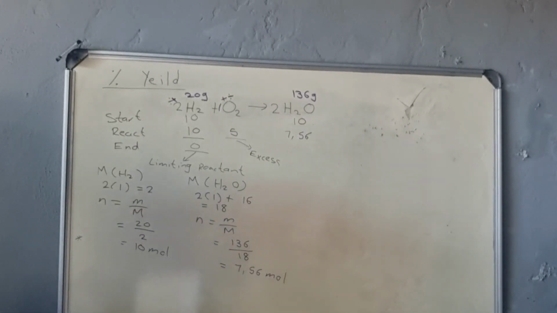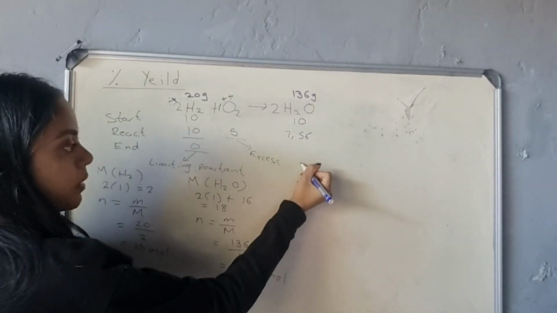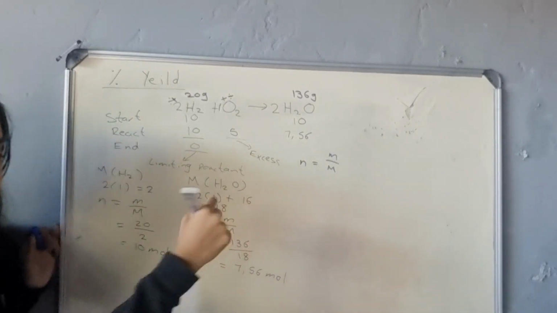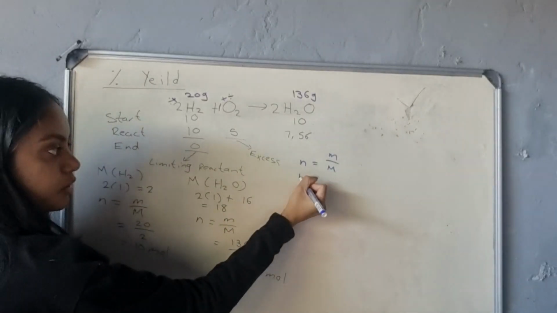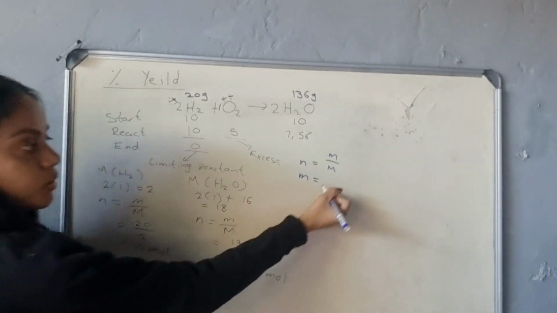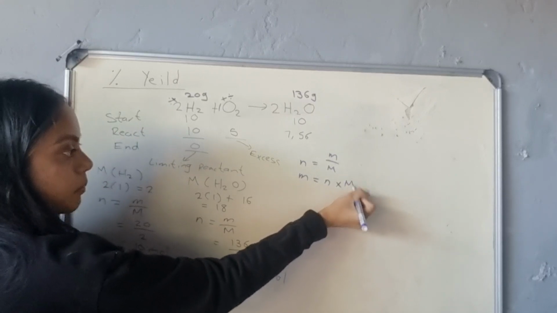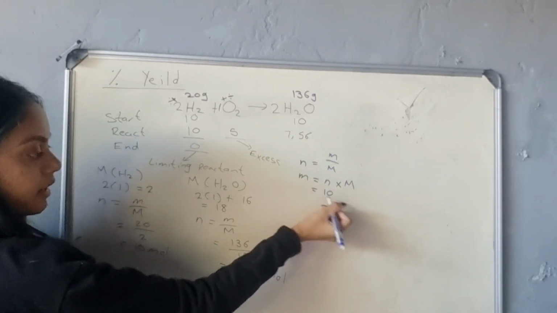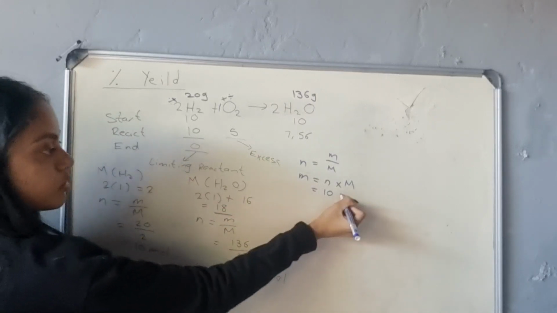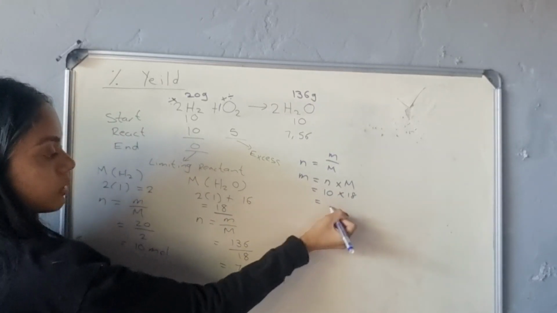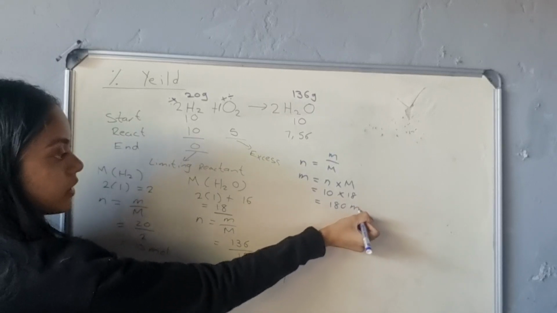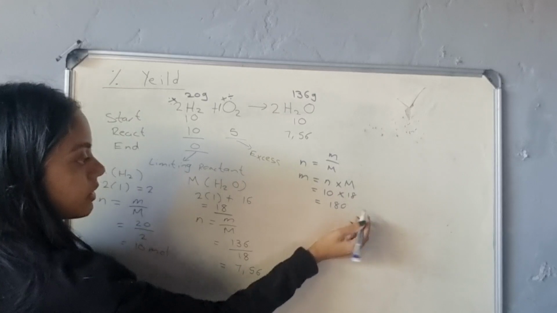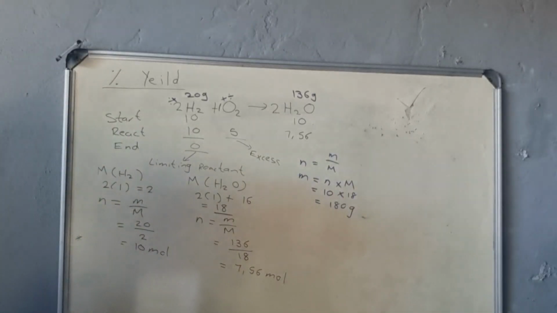We can easily find the mass of it. We'll say number of moles equals mass over molar mass, and then you're going to manipulate this formula. You'll say mass will equal number of moles times molar mass. The number of moles that we have starting with is 10 times the molar mass, which is 18. And this will equal 180. Sorry, this is mass, so it's 180 grams.